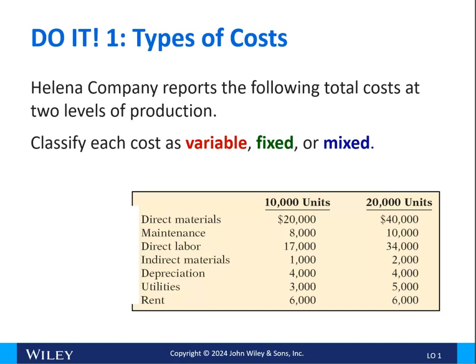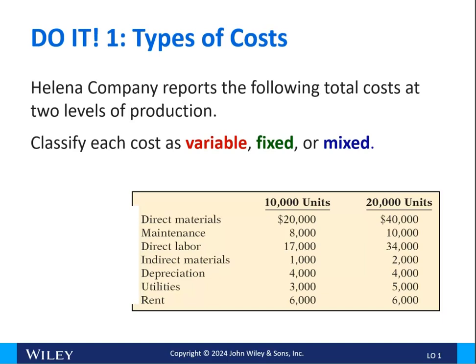If we look at the rent down at the bottom, $6,000 at the 10,000 unit level. It's also $6,000 at the 20,000 unit level. So that would be a fixed cost because it doesn't change as our activity level changes. And then maintenance, it's $8,000 at 10,000 units. At 20,000 units, it increases, but it doesn't double like our units are doubling. It just goes up slightly. That's going to be a mixed cost.